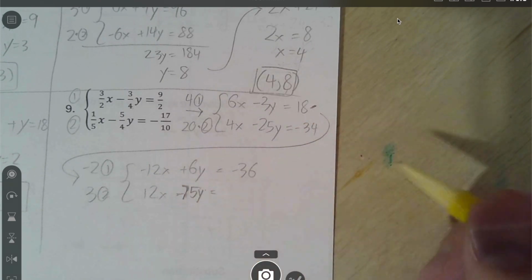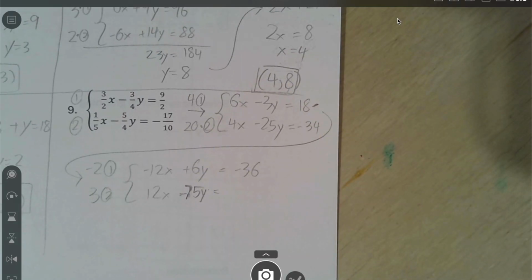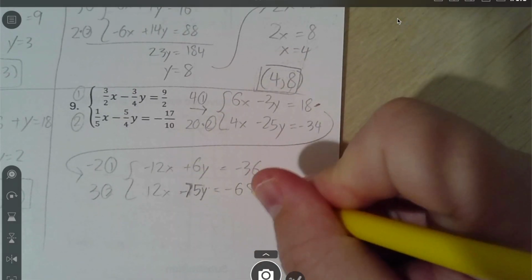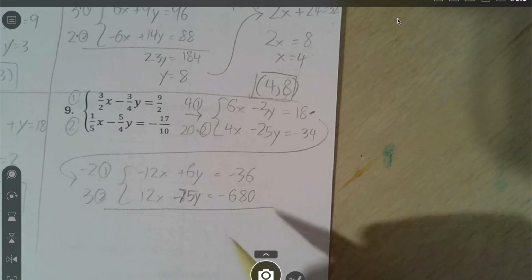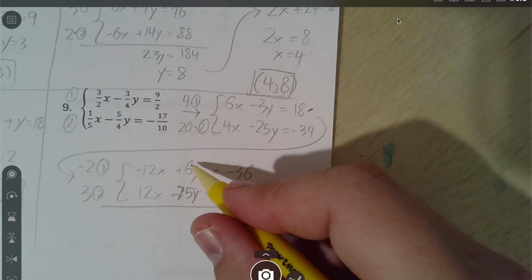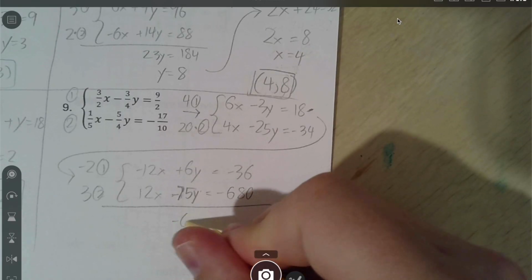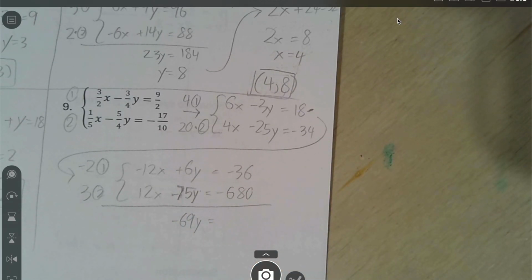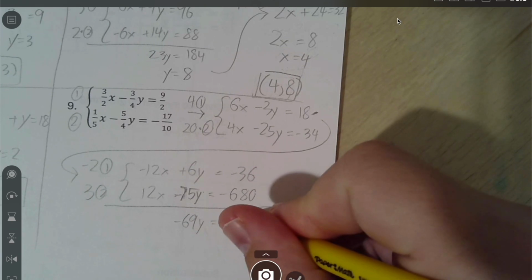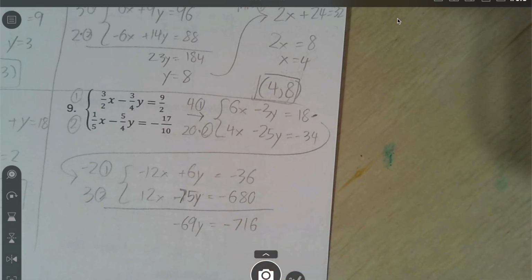Goodness. And 20 times negative 34 is negative 680. All right, we get to our combining step. The 12s cancel. Positive 6 and negative 75 make negative 69. And let's see here, negative 36 minus 680 makes negative 716.